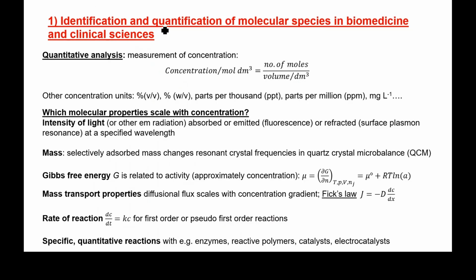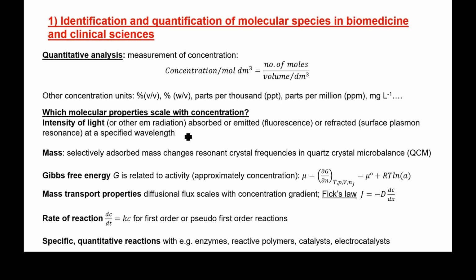How do we identify and quantify molecular species in biomedicine and in clinical sciences? We remember what it is we're after: concentration, how many moles per unit volume. Medics use really peculiar units. They often talk about the weight per unit volume, and they use funny units for volume as well. But we should encourage them to use molecular units so at least they can understand what's going on with their drugs.